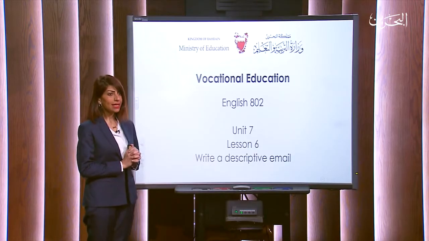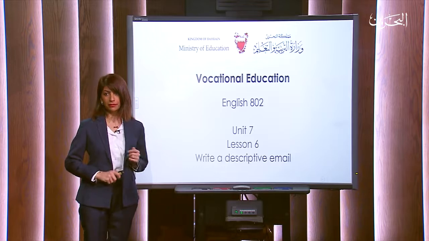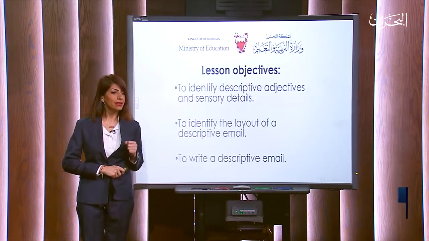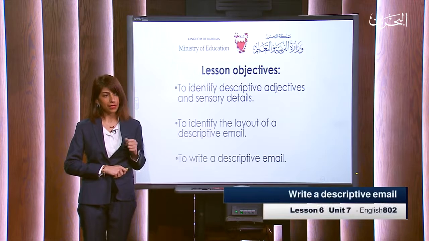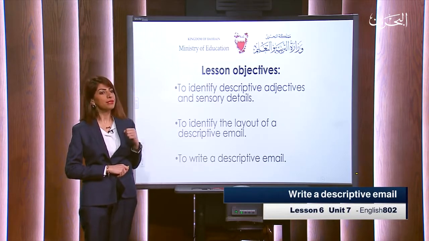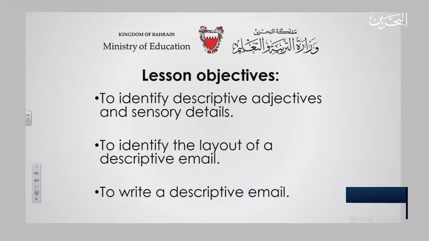We're going to start today with Unit 7, Lesson 6, Write a Descriptive Email. Before I start the lesson, we're going to identify three main objectives for today. The first one is to identify descriptive adjectives and sensory details. The second one is to identify the layout of a descriptive email, and then we are going to write a descriptive email.